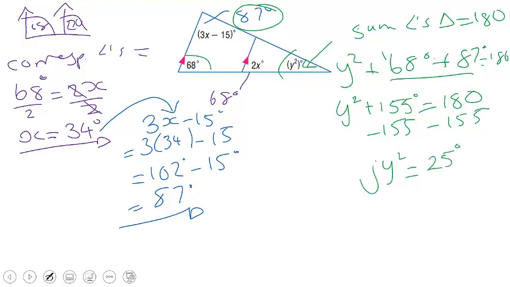To get y alone, I say square root on both sides. So y is equal to 5. So I've got x, I've got y. So y squared, we know this one is 25 degrees. And that's the answer to this question.